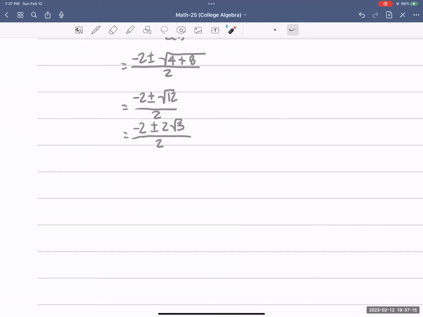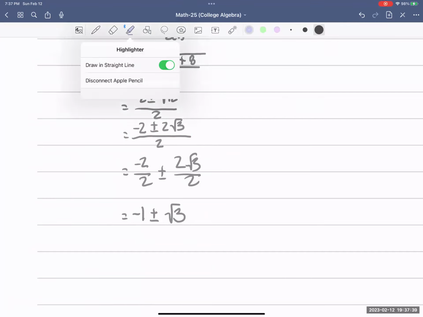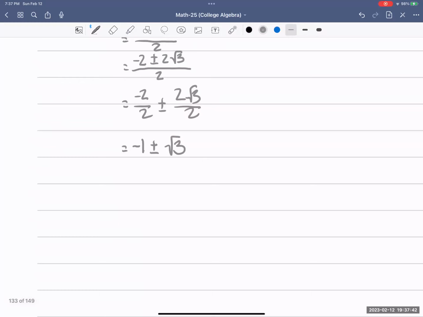Now we could separate these two: -2 divided by 2, and 2 root 3 divided by 2. That simplifies that part, plus or minus 2 root 3 over 2. So that leaves us with -1 plus or minus root 3. We could just leave it like that, or say that we have our two solutions: x is equal to -1 plus root 3 and also -1 minus root 3, giving us two x-intercepts.